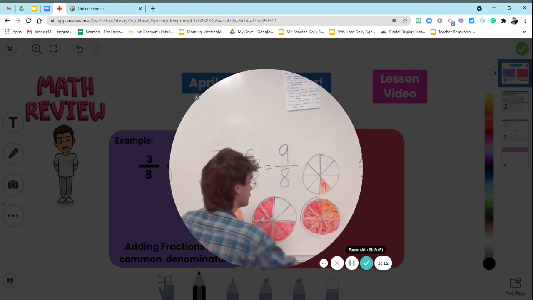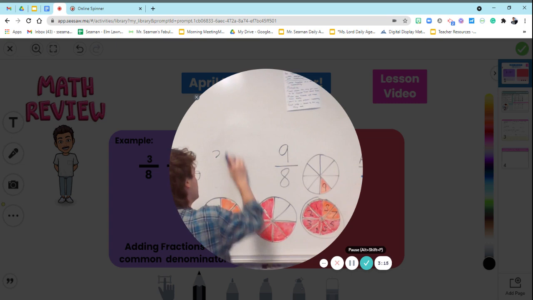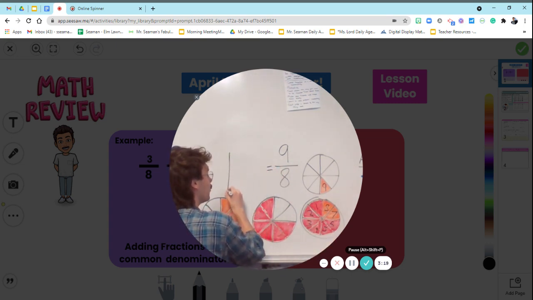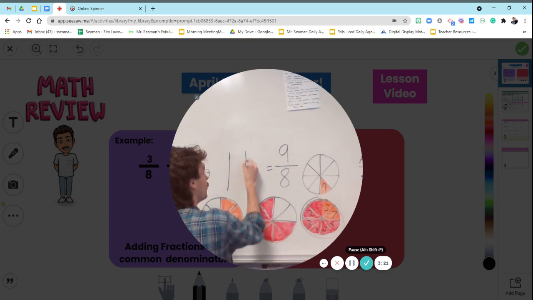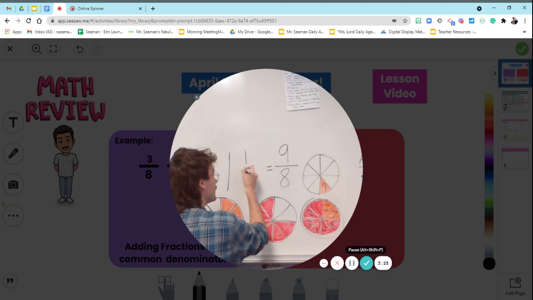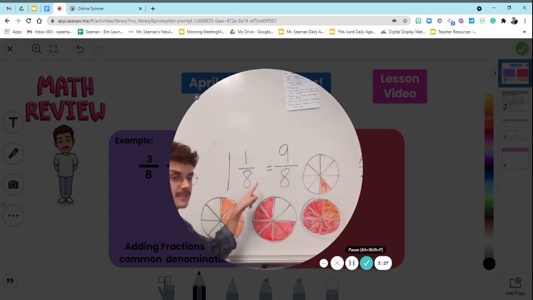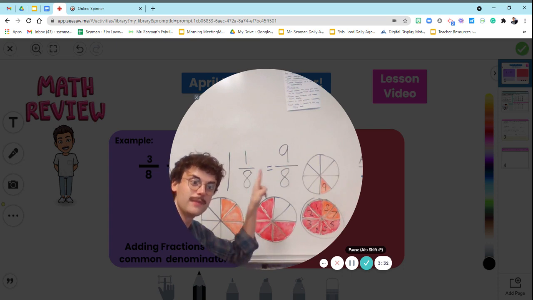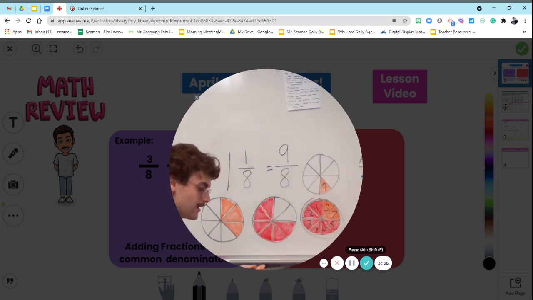Or if you look at it this way, it could either be 9/8 or one whole and one more. So it could be 9/8, or it could be as a mixed number, 1 and 1/8, because we just have one piece in this circle and it's out of 8 pieces. So that is how we are able to think about this as a mixed number and an improper fraction with some visuals here. So let's keep going on.